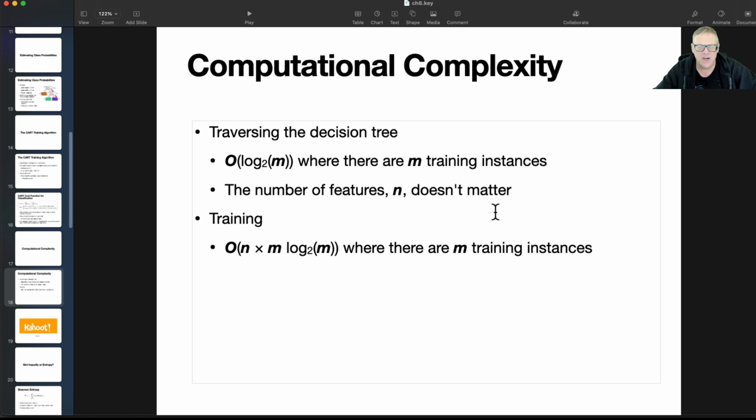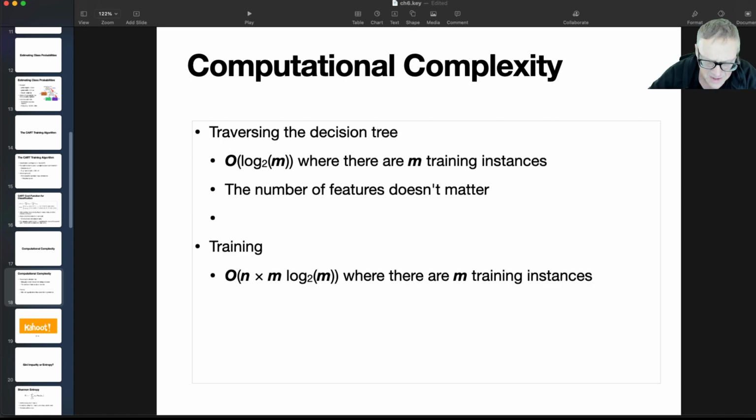So I shouldn't have this here. Number of features doesn't matter, but N is the number of classes. All right, that's what it is. Now the number of features doesn't matter. The M is the number of training instances.